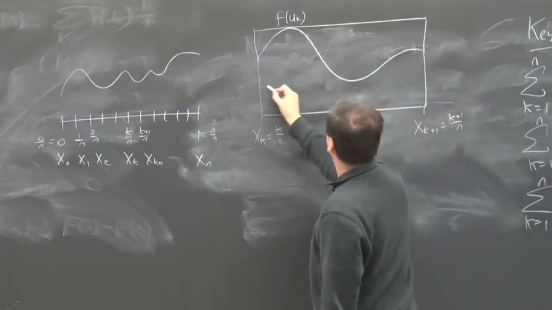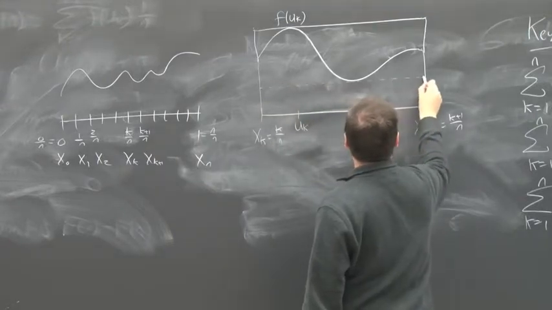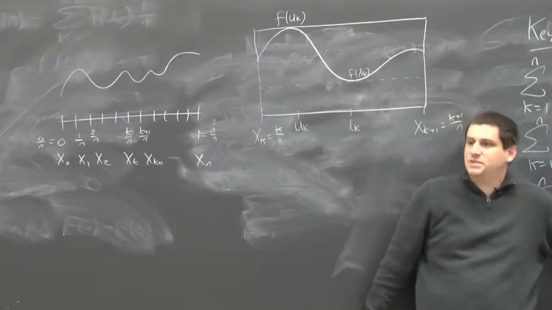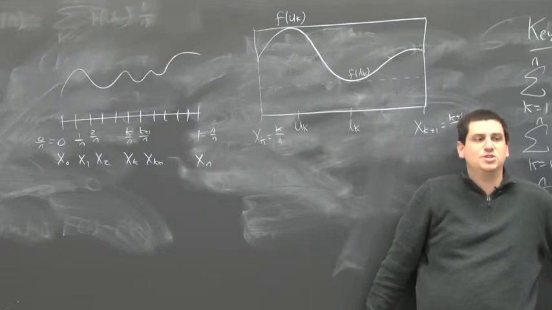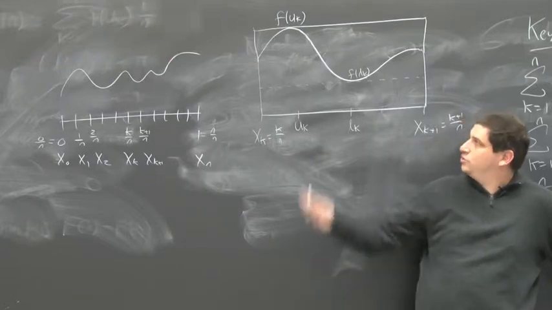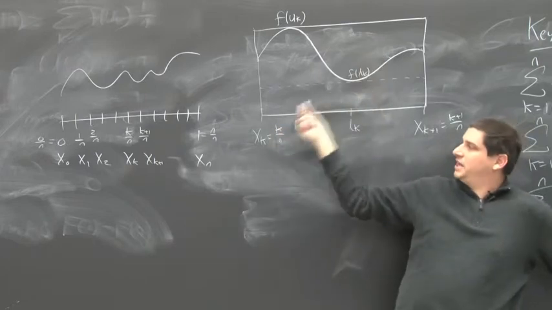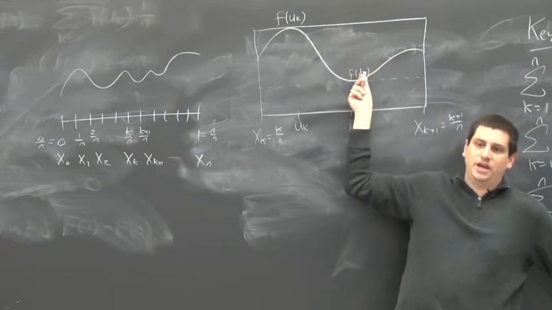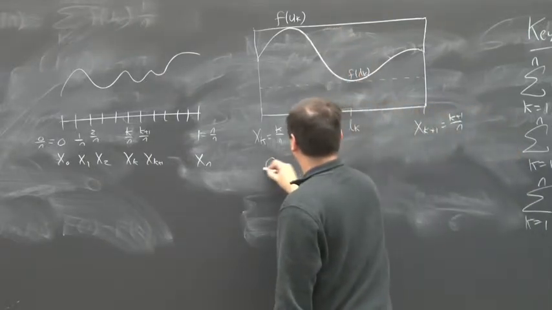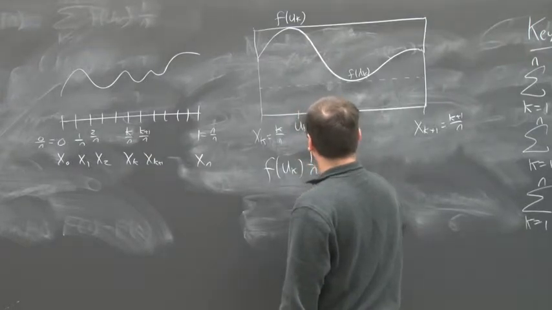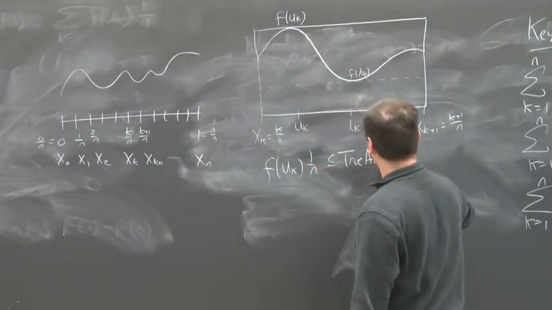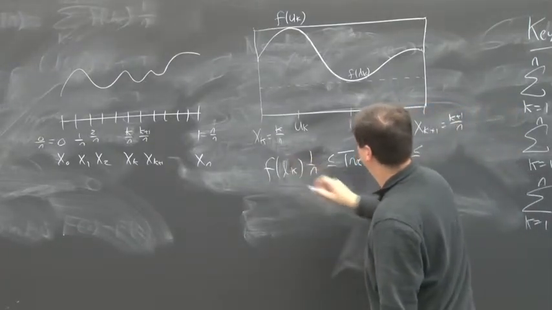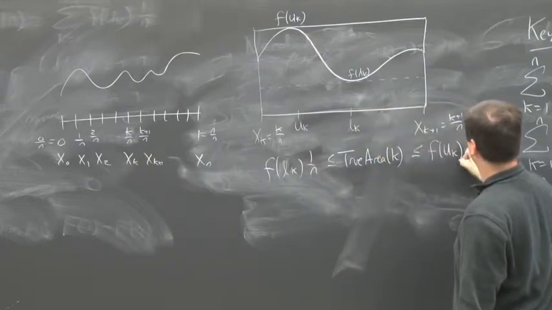Similarly, the area has to be at least as large as f of lk, because that's the smallest value of my function on the interval. So the true area under the curve from xk to xk plus 1 lies somewhere between f of lk times 1 over n and f of uk times 1 over n. So f of lk times 1 over n is less than or equal to the true area in the kth interval, which is less than or equal to f of uk times 1 over n.